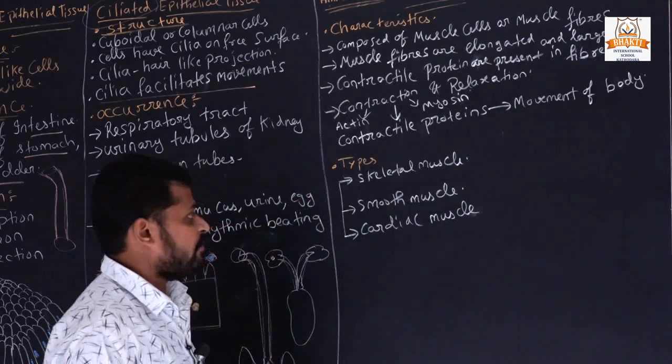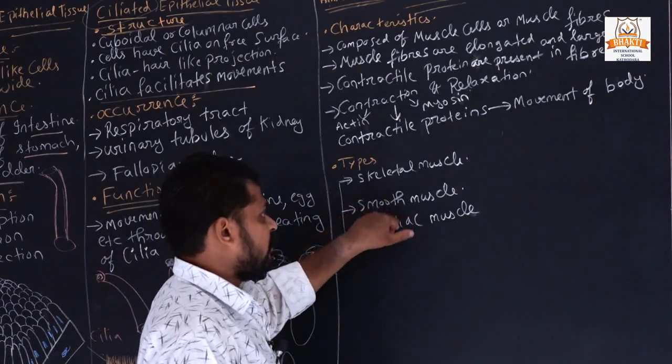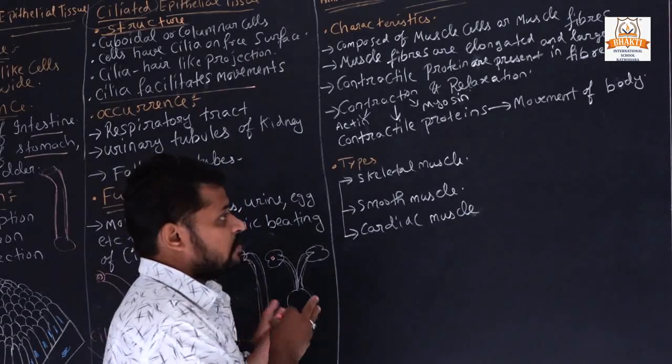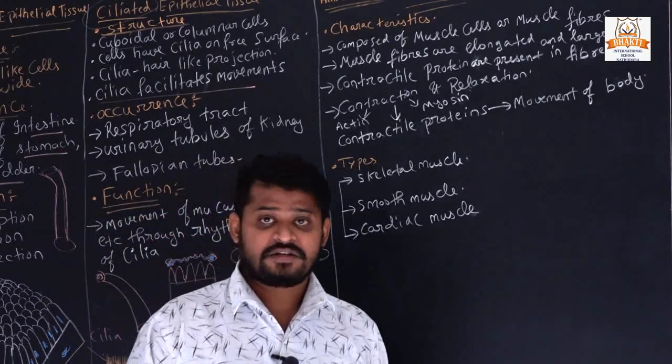Types: there are three types of muscle tissues: skeletal muscles, smooth muscles and cardiac muscles. We will study these types of muscles in our next video.